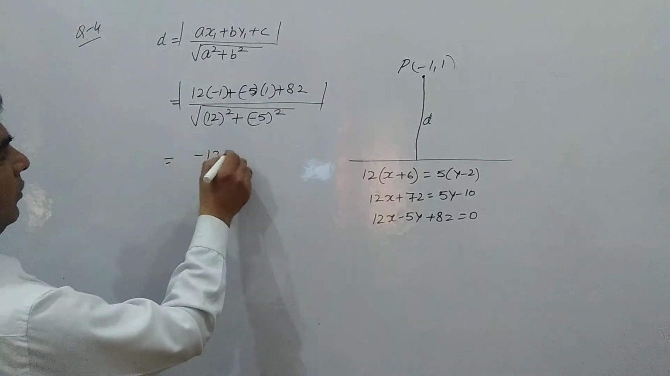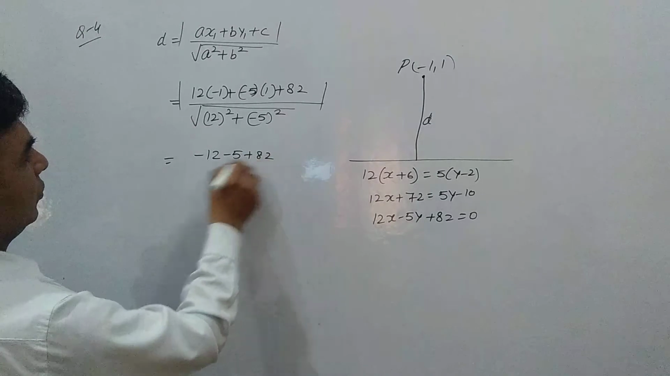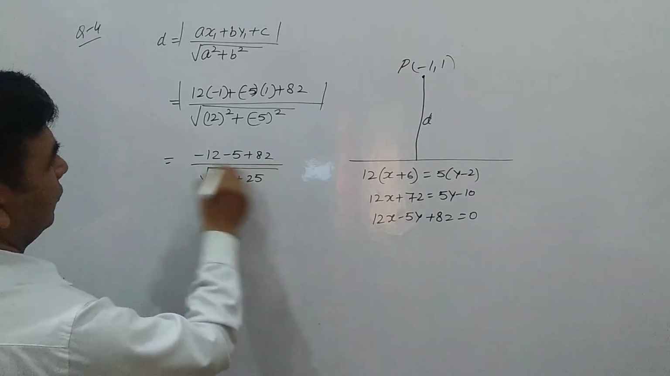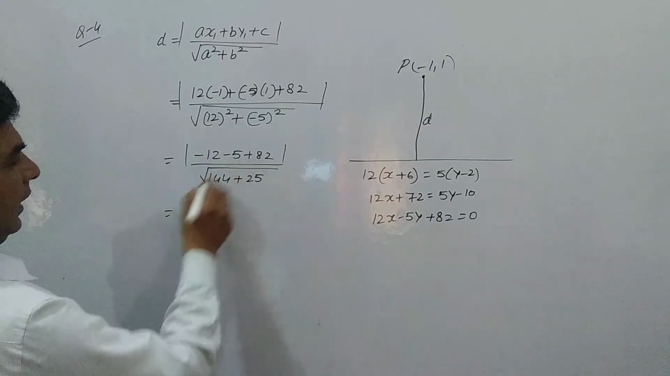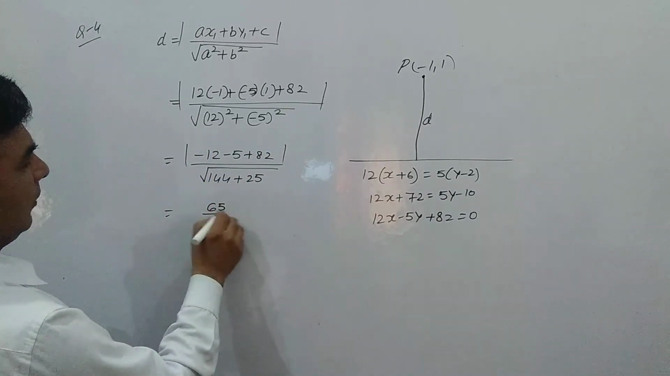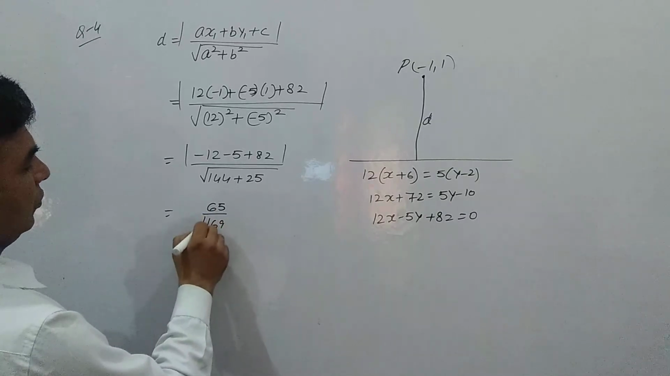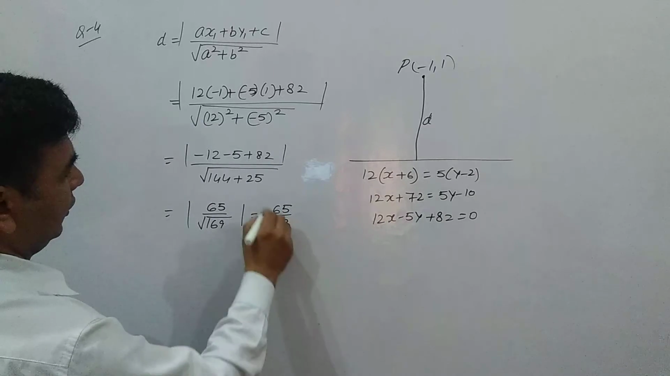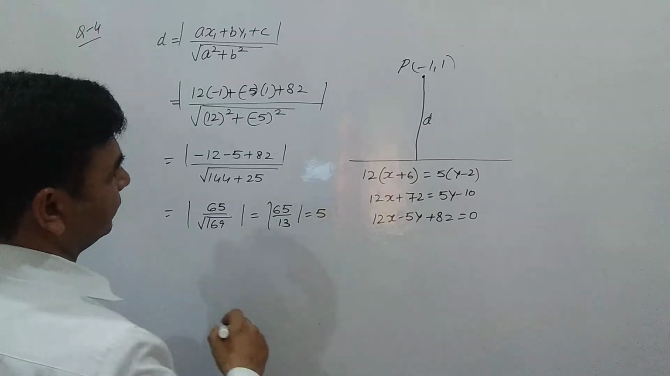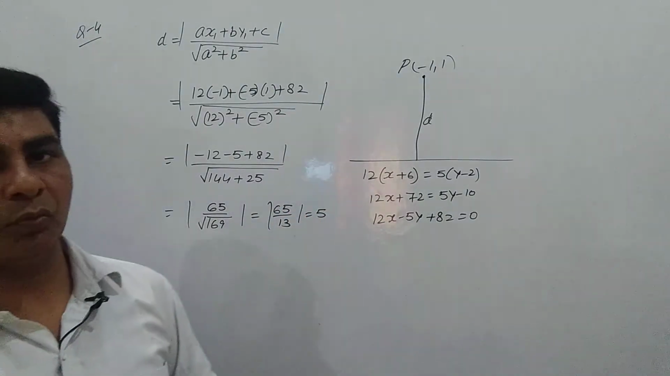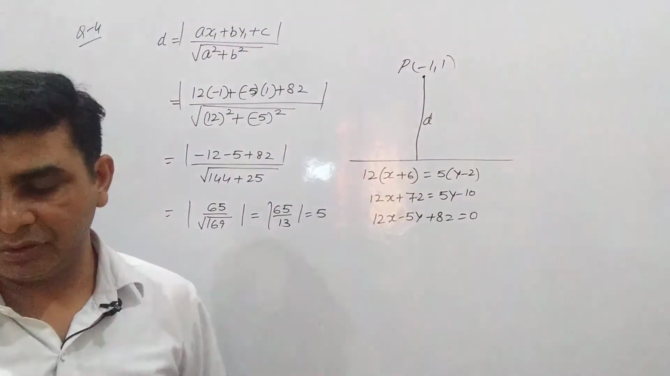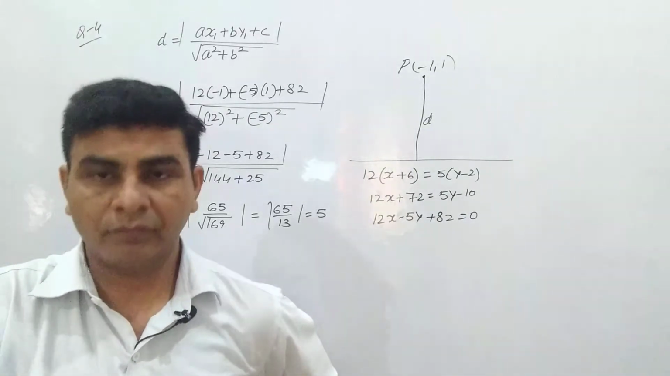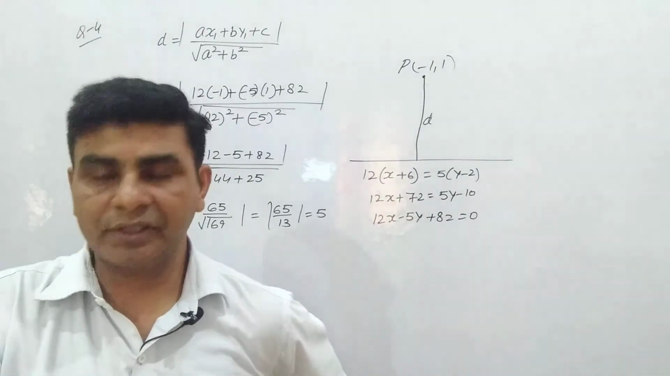This is minus 12 minus 5 plus 82 divided by the square root of 144 plus 25, with the modulus function, and this can be written as 65 upon the square root of 169, modulus, which is 65 upon 13, and which is your 5 unit. So the distance of this point to the line is 5 unit. So this was question number 4 from your exercise 10.3.